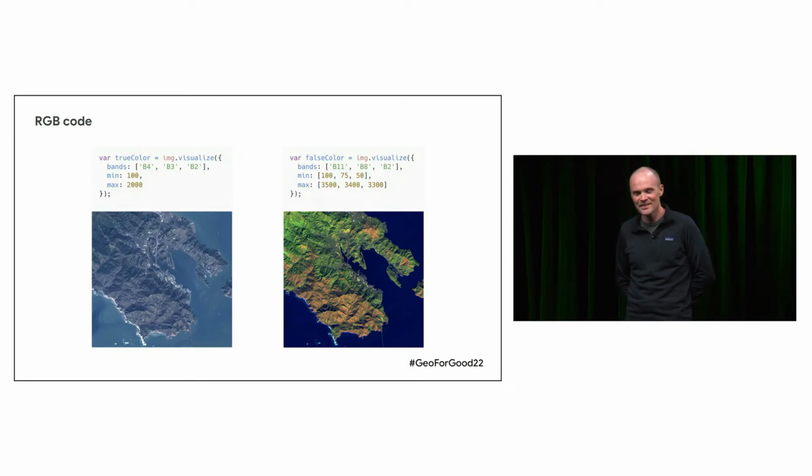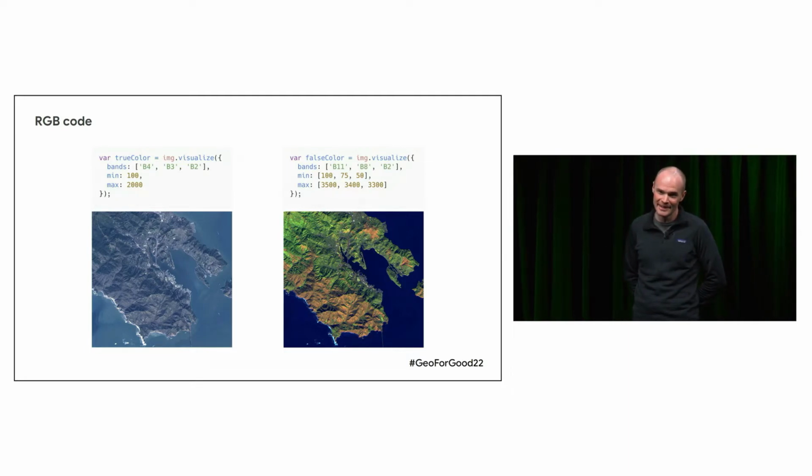And so this is how we're visualizing RGB in code. Looks very similar to visualizing a single band, except that now for the band arguments, we're providing 3 bands instead of 1. And I also want to note that to this point, the min and the max value has been a constant, but you could also specify a min and the max value per band, and that's what I've shown on the right-hand side for the false color.